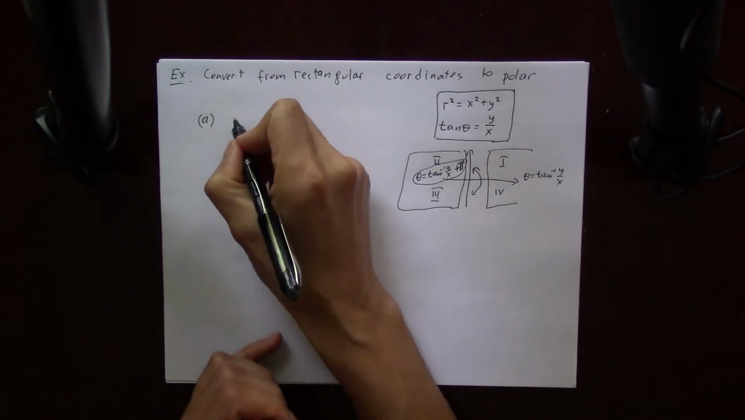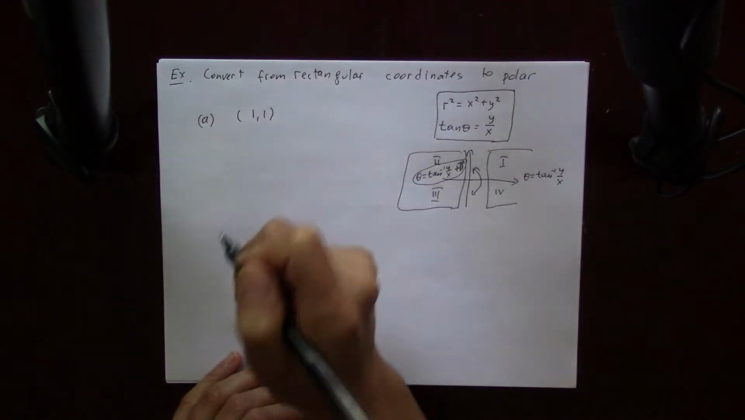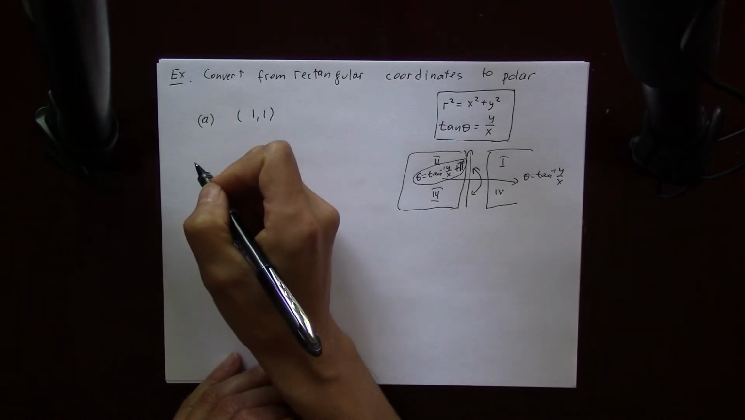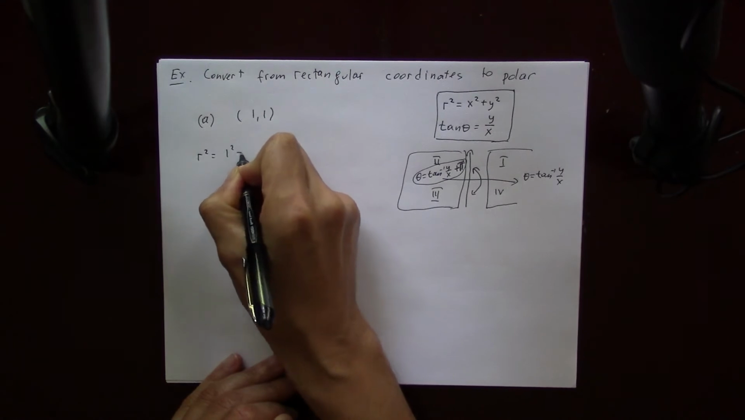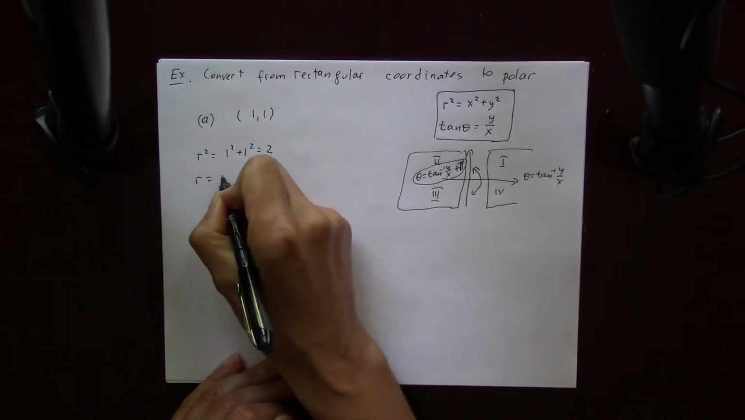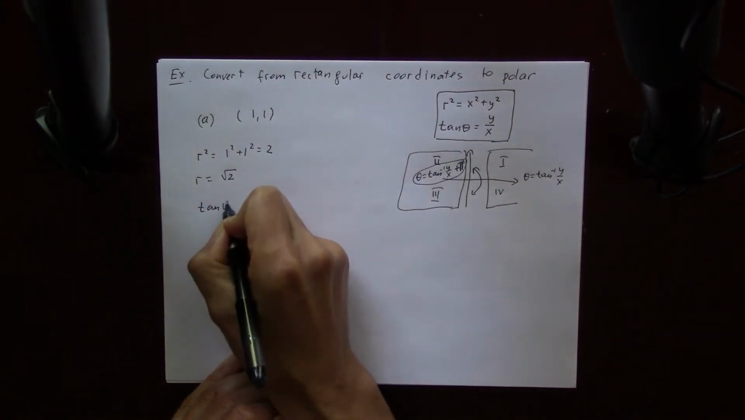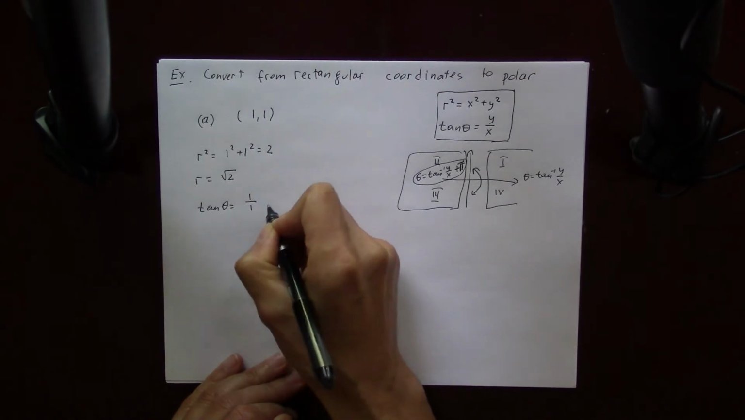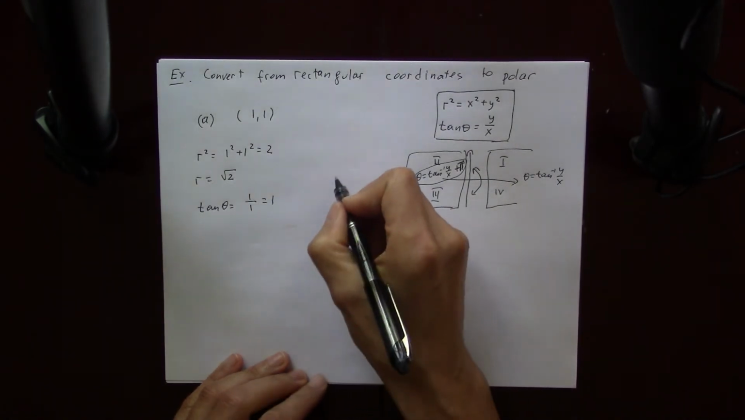If a point is given to us in rectangular coordinates as 1 and 1, so in this case x equals 1 and y equals 1, we can easily find r squared equals 1 squared plus 1 squared equals 2. So r equals root of 2. Tangent theta equals 1 over 1, y over x, so equals 1. Visualize the point.